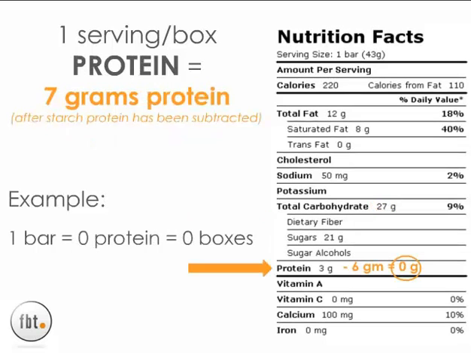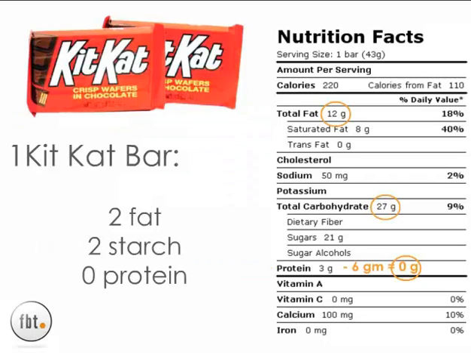So how many servings of protein would that be? Well, let me remind you that 1 serving or 1 box of protein equals 7 grams of protein, again, after the starch protein has been subtracted. So looking at the protein, I started with 3 and subtracting the 6 grams from the starch leaves me with 0. If I eat the Kit Kat bar, I don't get any extra protein, and so no boxes will be checked when it comes to the protein group. So let's summarize the Kit Kat bar. If I eat the full Kit Kat bar, that will count as 2 servings of fat and 2 servings of starch with no additional protein.